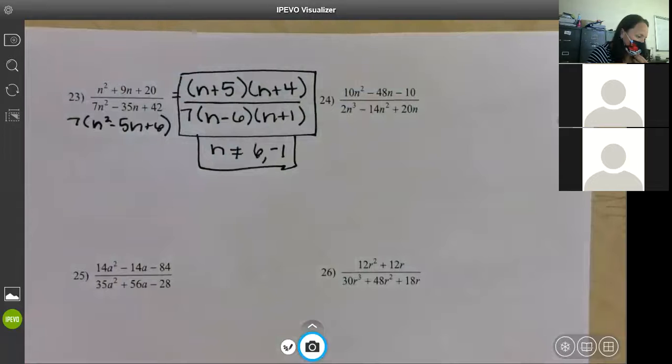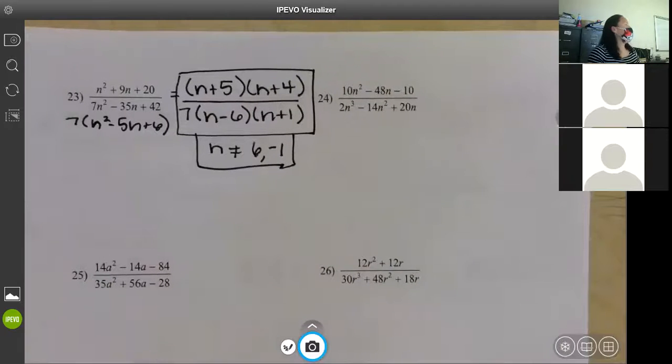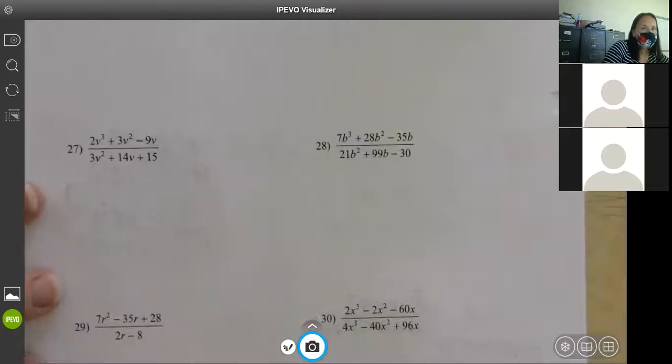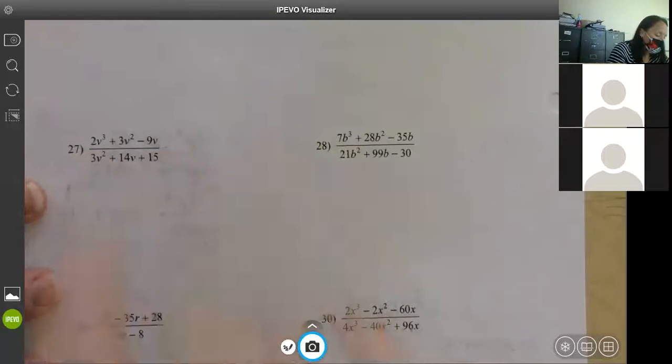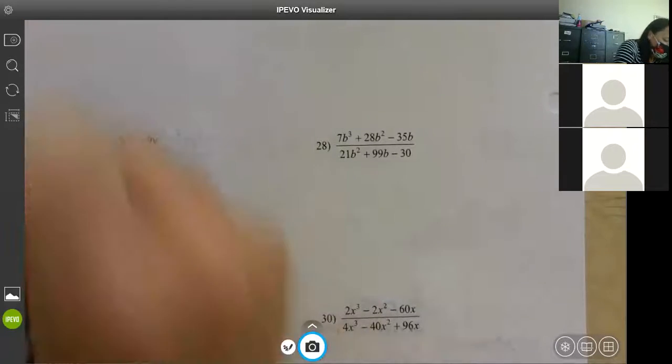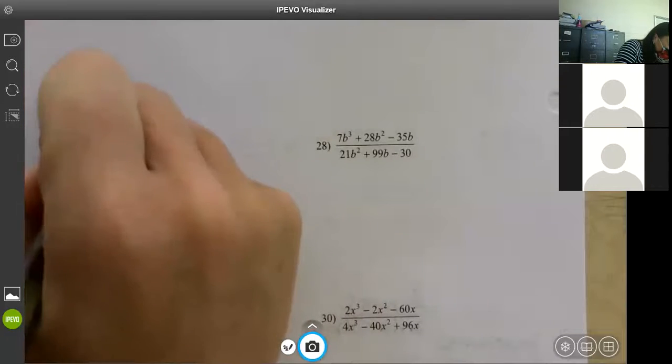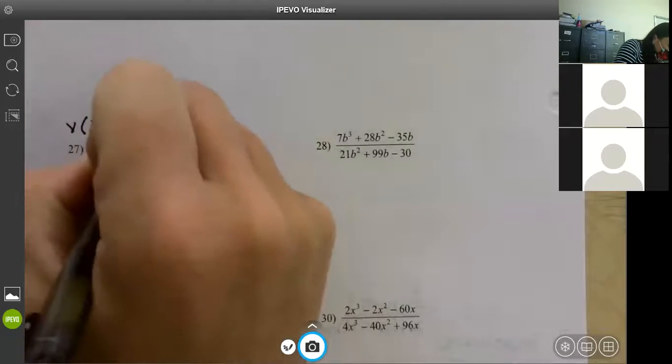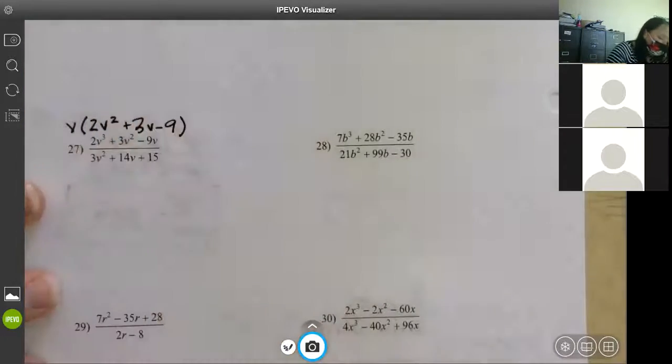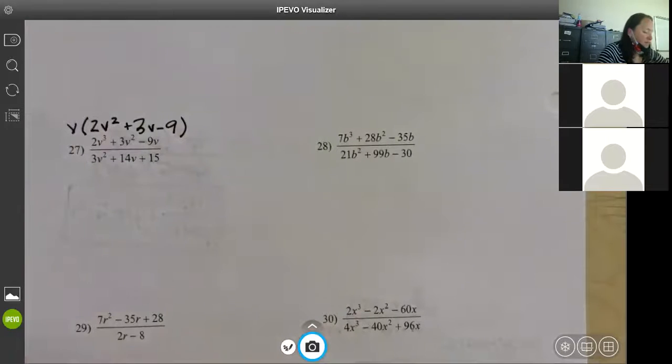I'm trying to find one that's not super crazy. Let's go to 27. I want to show you slide and divide, but I don't want to do it with huge numbers and stress you out in the very beginning. So let's go to number 27. What'll come out of the top? A v, which leaves me with 2v squared plus 3v minus 9. This one I have to do slide and divide with.